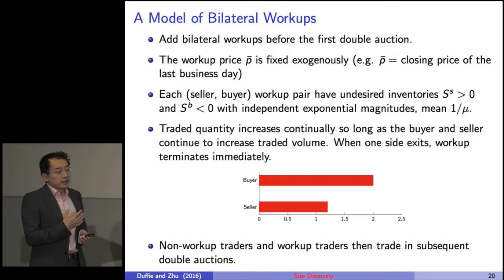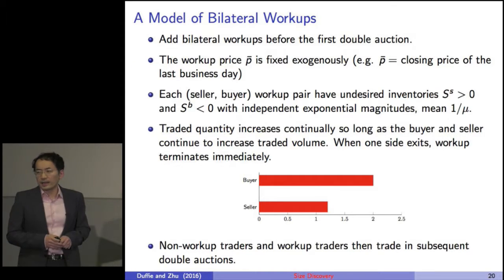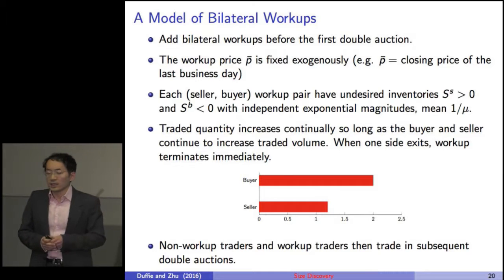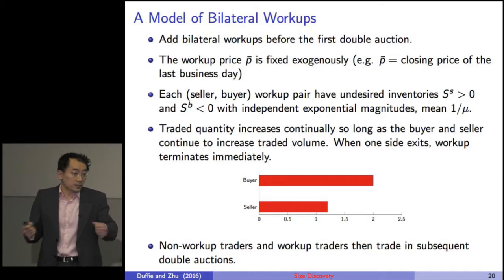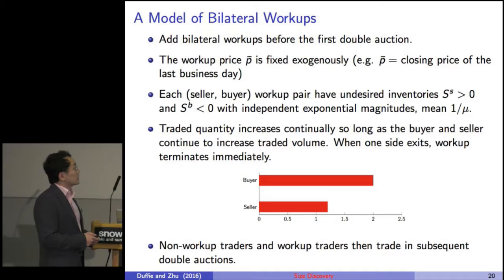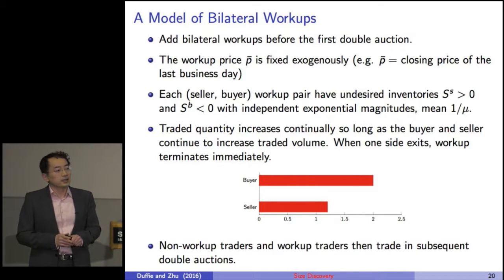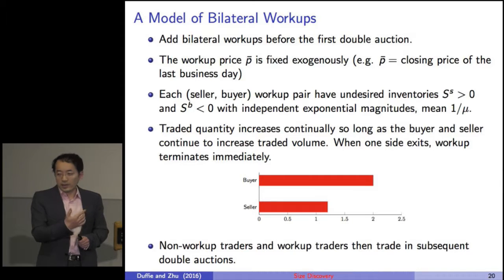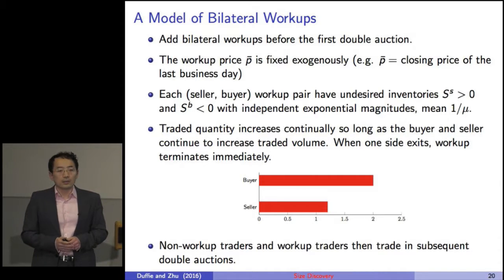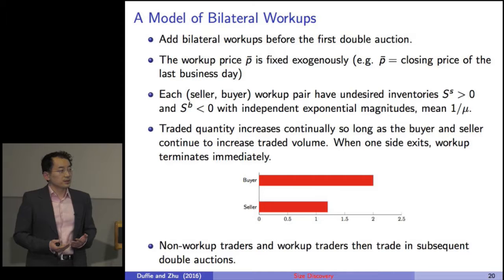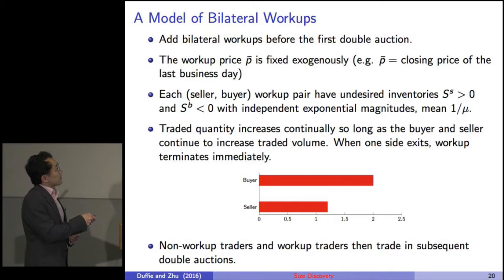Now, to fix the ideas and for simple intuition, we are going to add one round of bilateral workup. Namely, we just pick one buyer and one seller, and let both try to determine how much they could trade. The workup price is fixed exogenously. One way to think about this price is the old price, yesterday's closing price, or maybe the average price during today's trading. But the key thing is that it doesn't move.